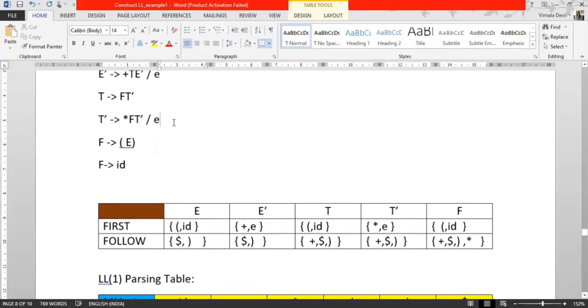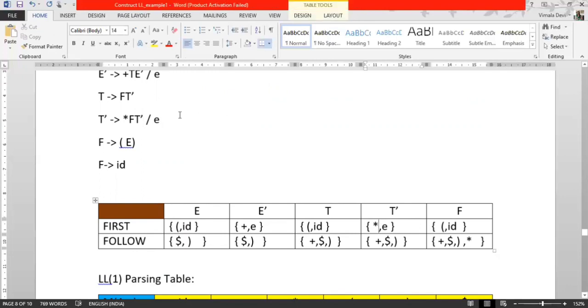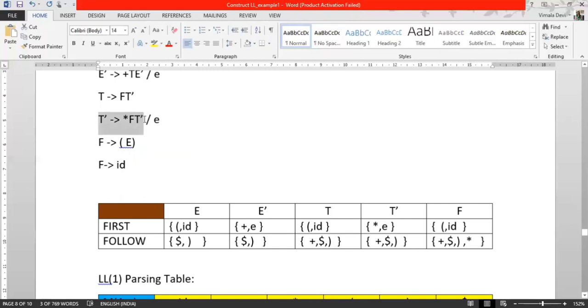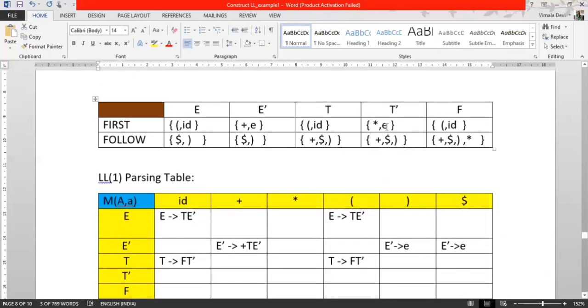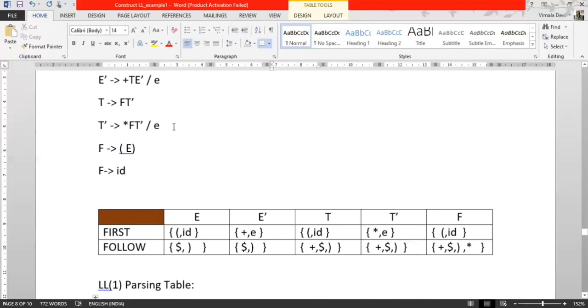Now let us move on to the next rule. What is the next rule? T' derives *FT' and T' derives epsilon. There are two rules. In fact, there are two alternatives for T'. So we know that T' derives *FT' would have given the first of T' as star. From this rule only, first of T' is nothing but star we would have arrived. So update the rule T' derives *FT' in the cell T' comma star. So we have updated. We have another rule, right? T' derives epsilon. Where to update the rule?